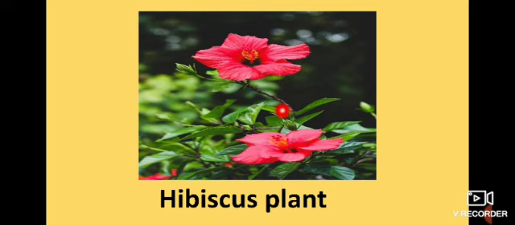What is this? Look at here. What flower is this? Very good. Hibiscus. H-I-B-I-S-C-U-S. Hibiscus plant. This is a hibiscus plant. In this plant, we can see a woody stem. And we can call this flower also as a shoe flower. Okay, children? Now you understand this?